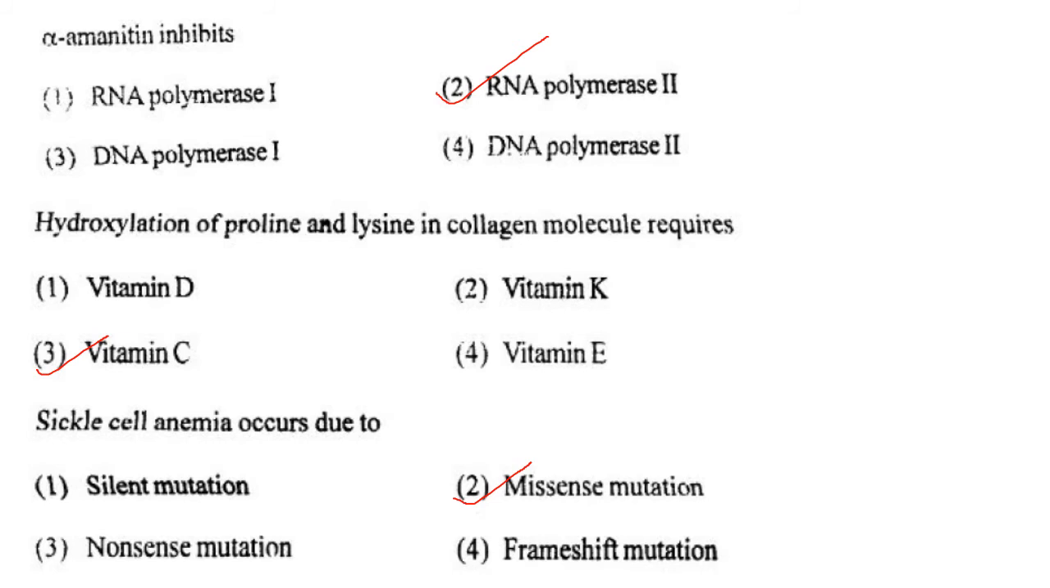Hydroxylation of proline and lysine in collagen molecule requires option 1 vitamin D, option 2 vitamin K, option 3 vitamin C, and option 4 vitamin E. Answer is option 3 vitamin C. Sickle cell anemia occurs due to option 1 silent mutation, 2 missense mutation, 3 nonsense mutation, 4 frame shift mutation. Answer is option 2 missense mutation.